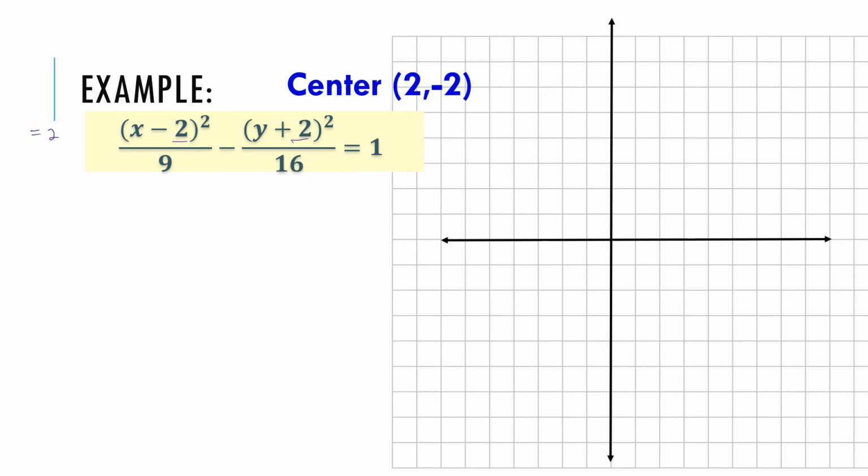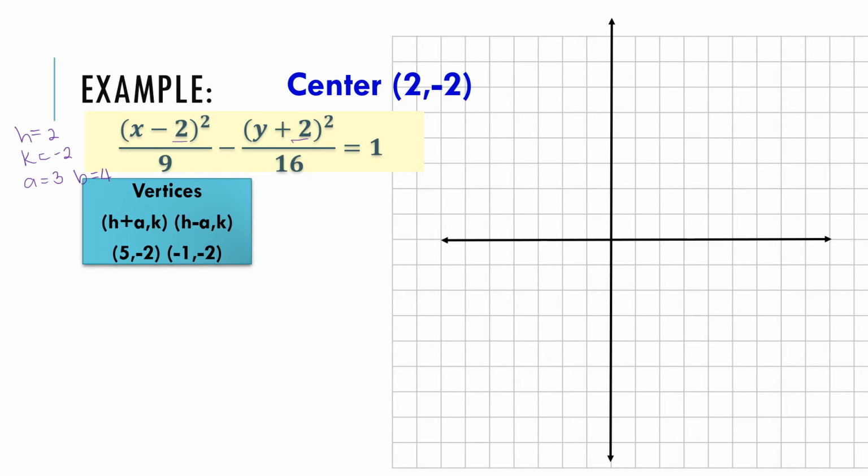H equals 2, K equals negative 2, A equals 3, B equals 4. Ayan. So, our vertices, plot lang natin. 2 plus 3, and then negative 2. Kaya ito ay 5, negative 2. 2 minus 3, negative 2. 2 minus 3, negative 1, and then negative 2.